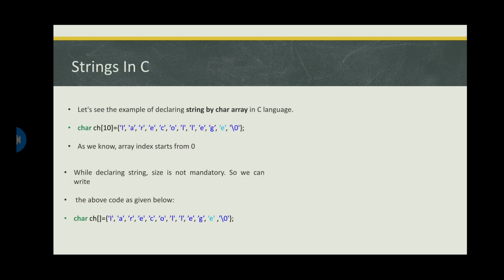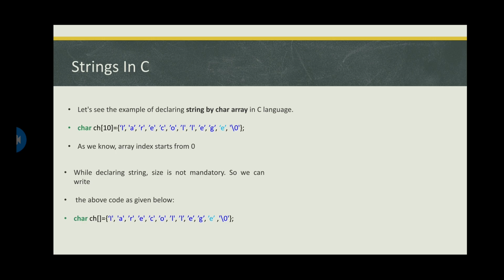Let us see the example of declaration of a string by character array in the C language. Char array is equal to, let us declare it in curly brackets. Capital I, we have to declare each and every element with single quotes: 'I', 'A', 'R', 'E', ' ', 'c', 'o', 'l', 'l', 'e', 'g', 'e', terminating with the null character. As we gave 10 letters, it will take 10 characters, and we terminated the last character with the null character. As we know, array index starts from 0.